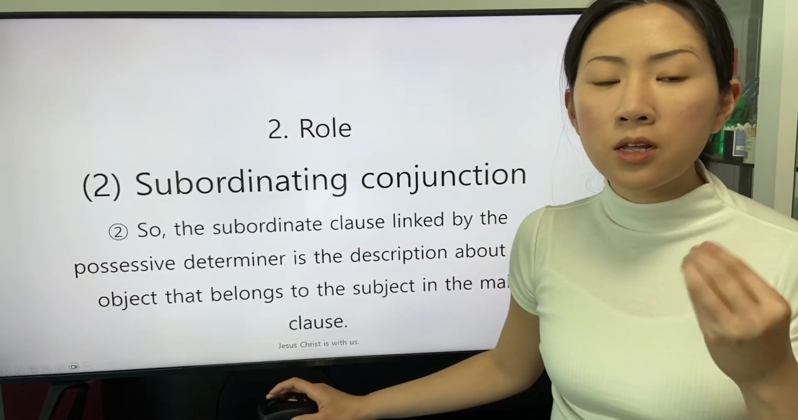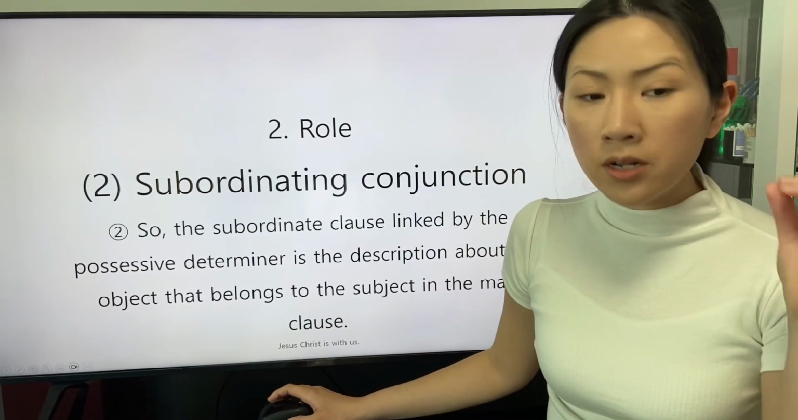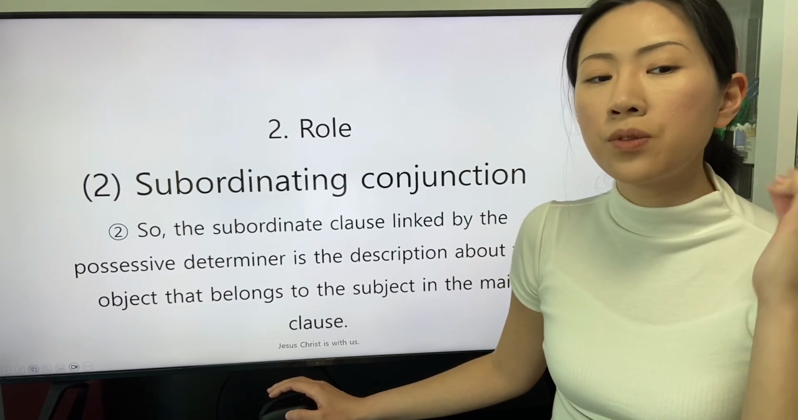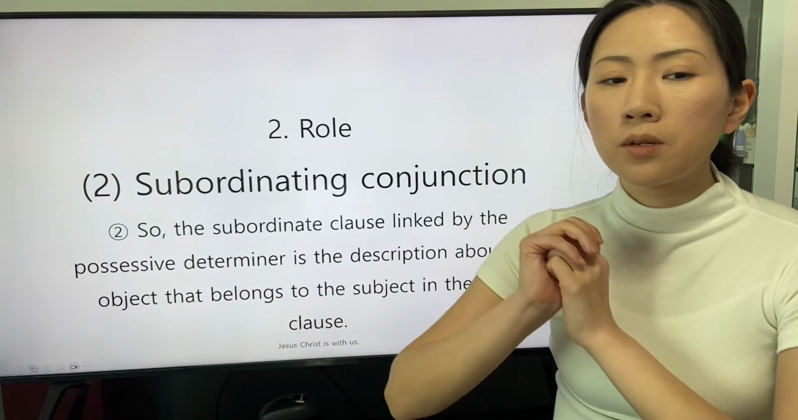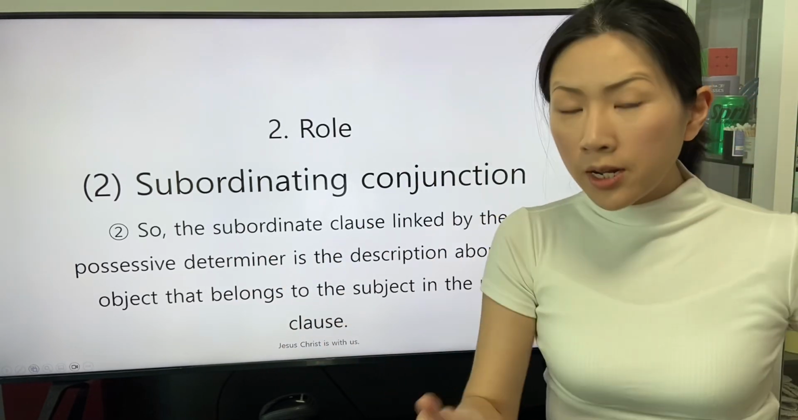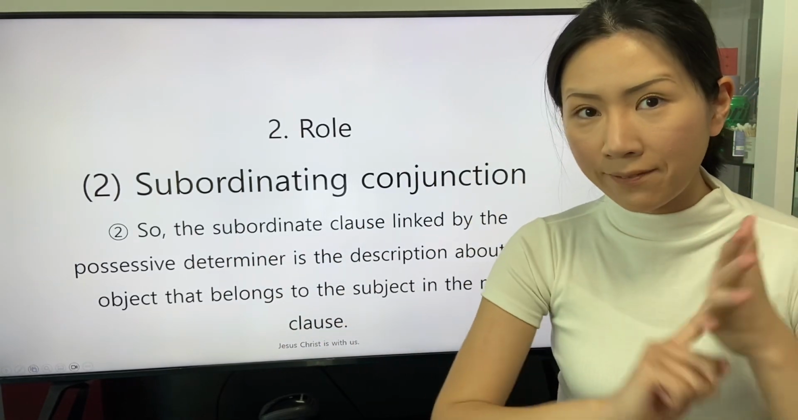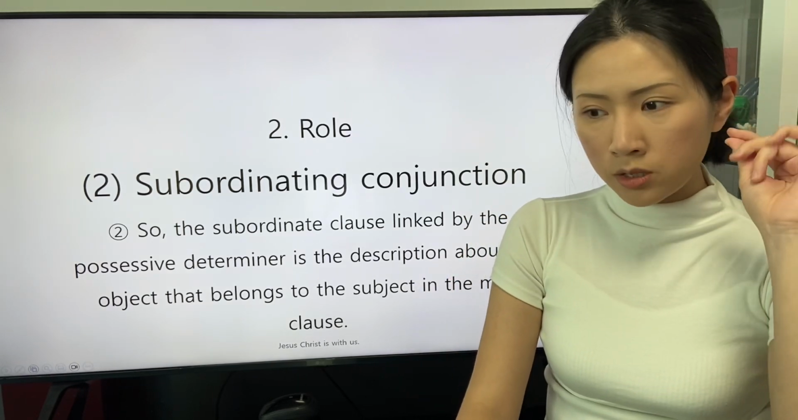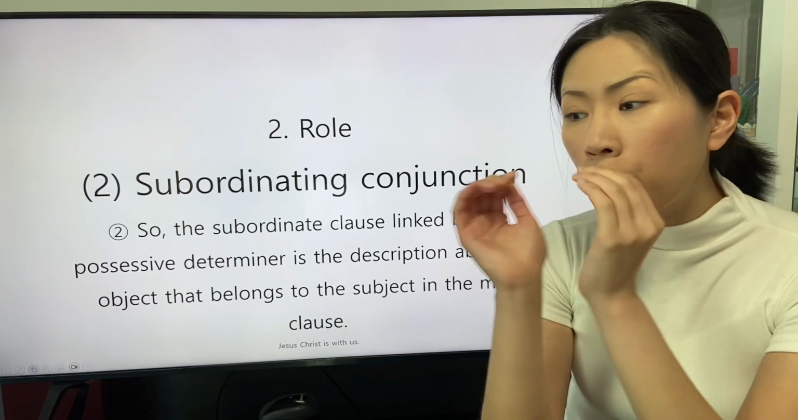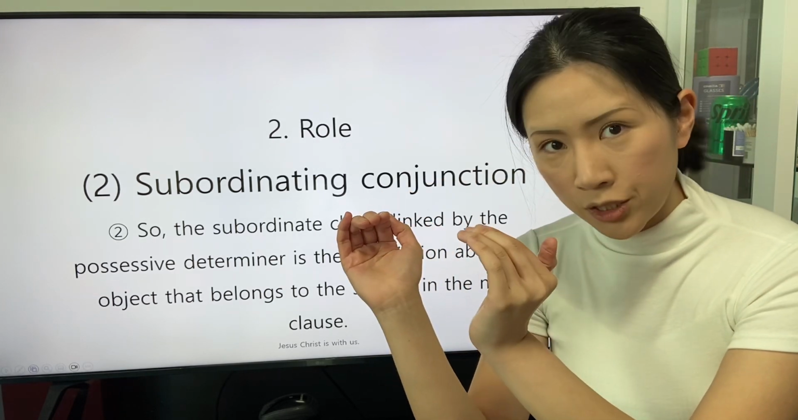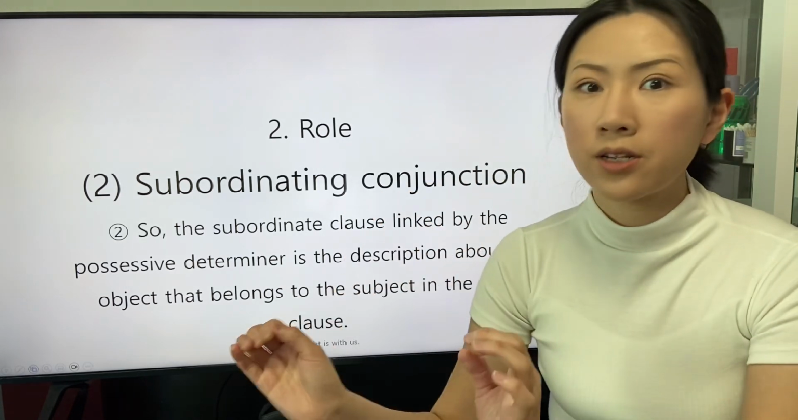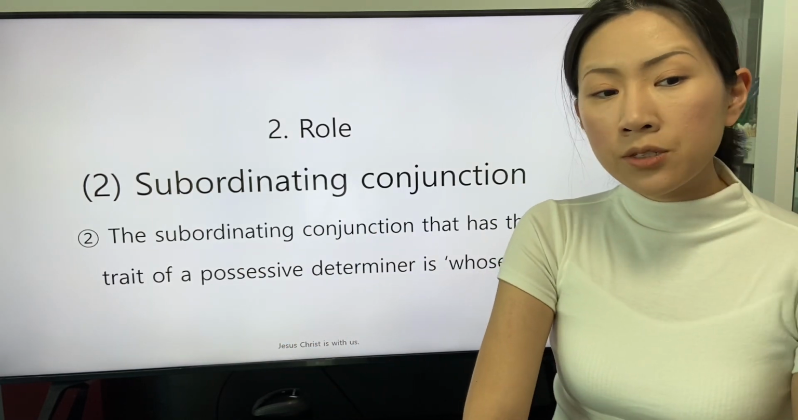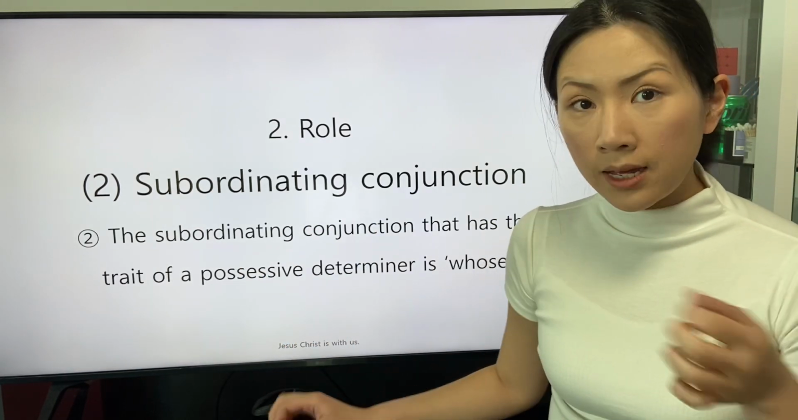So the subordinate clause linked by the possessive determiner is the description about the object that belongs to the subject in the main clause. The subordinate clause linked by the possessive determiner has the trait as a description for an indication, the precedent. The subordinating conjunction that has the trait of a possessive determiner is whose.